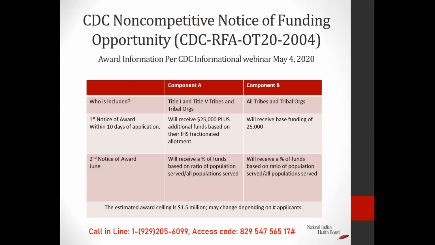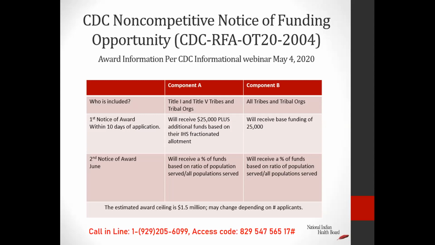Additionally, in June, there will be a second notice of award, and this award will be additional funds for a percentage based on the ratio of your population served based on how many populations are served overall. So basically, CDC is working to get you funding as quickly as possible. That's that first notice of award. And then once they know how many people have applied to this opportunity, they will be able to give out additional funding. For component B, you'll also receive a base funding of $25,000 within 10 days of application. And you also will receive additional funds in June.